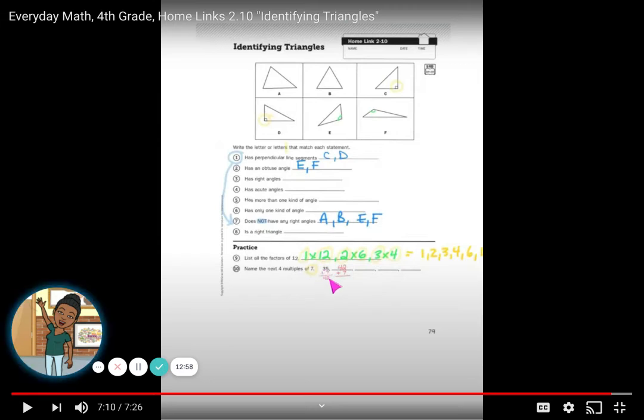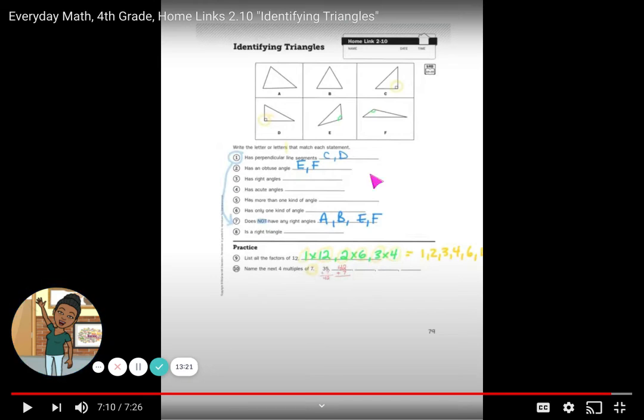35 plus 7, 42. So 42 goes on my next space. 42 plus 7, 49. So 49 goes on my third space. Add 7 to that number. Add 7 to 49. That's your fourth number. Add 7 again. That's your final number. So that's just your quick practice of factors and multiples.